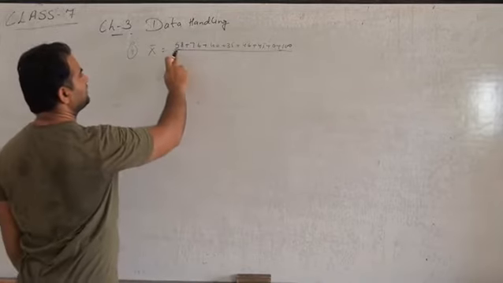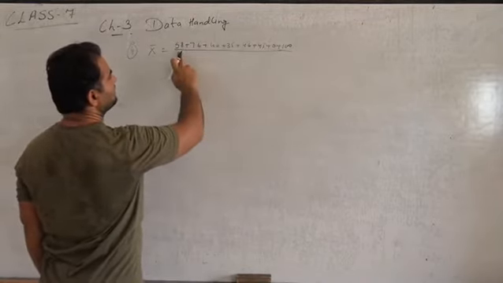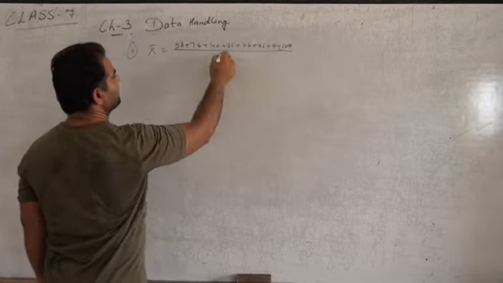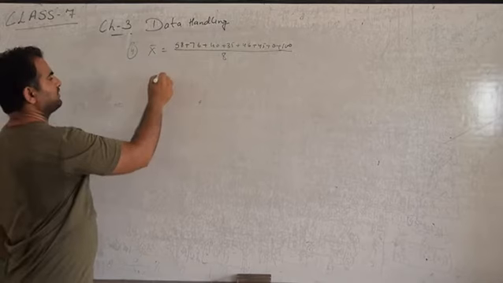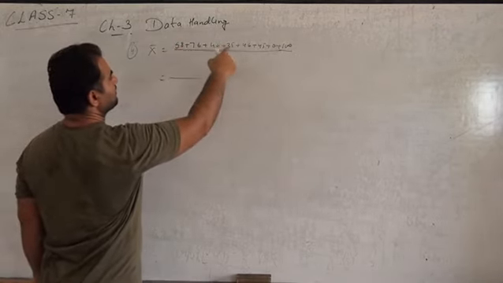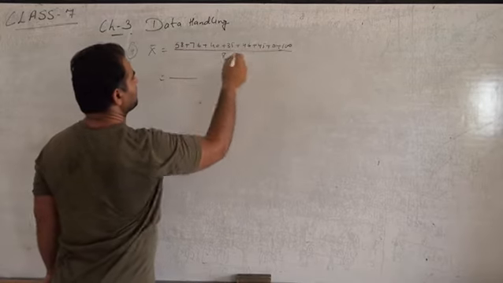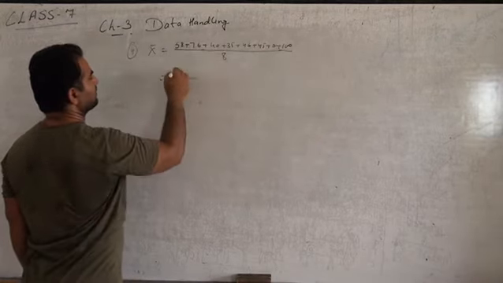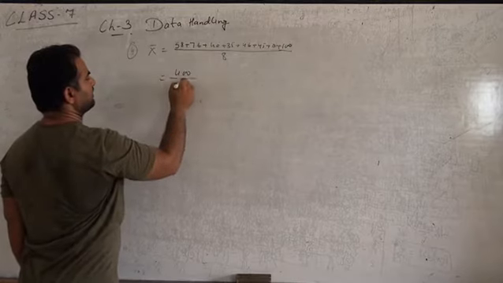So how many numbers are there? 1, 2, 3, 4, 5, 6, 7, 8. It means there are 8 innings. What you have to do is, the total will be, plus 400, divided by 8.